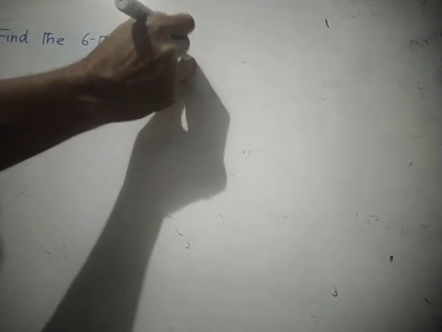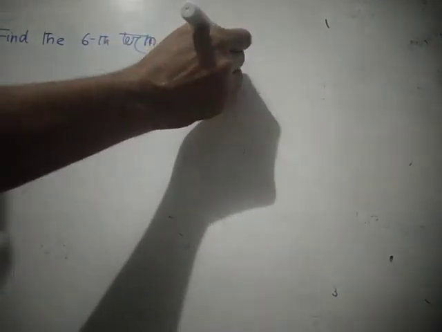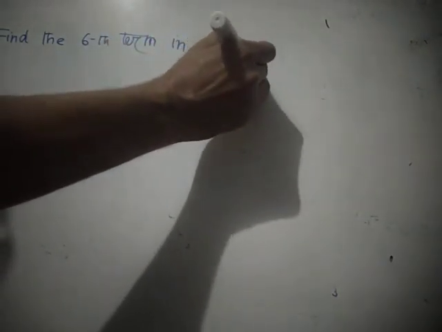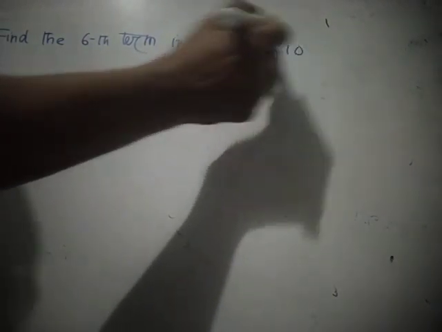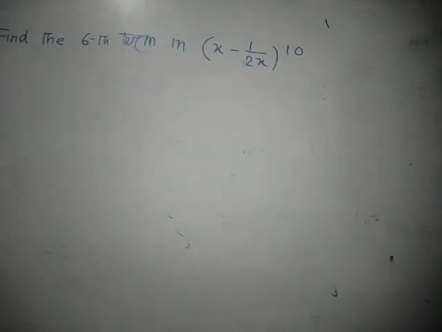So, first sum, if we select it like this: find the sixth term in the expansion of (x minus 1 by 2x) whole to the power 10.